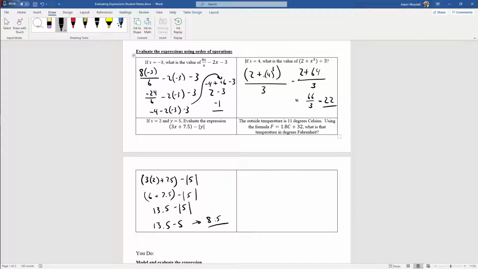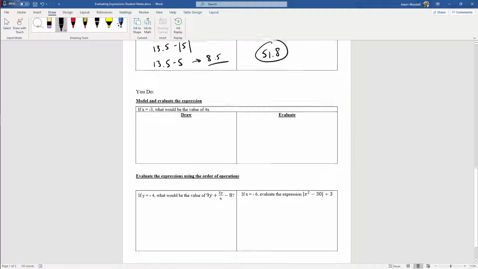And lastly, I'm looking at this problem up here. It's talking about Celsius. Celsius is going to represent that C right here. And then again, I'm just taking that expression, and I'll rewrite it so you guys can see it more clearly down here. I've got 1.8 C plus 32. Well, I know what C is. C is 11. So let me do 1.8 times 11, add 32. And when I do my simplifications, I end up with the answer 51.8.